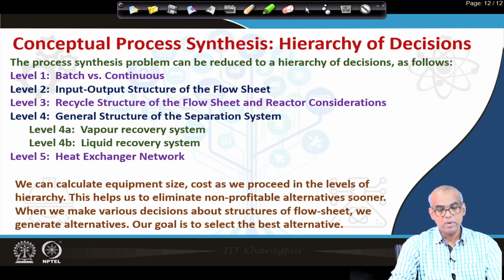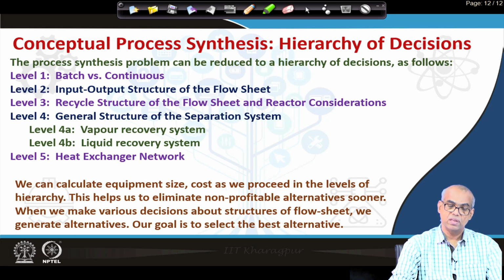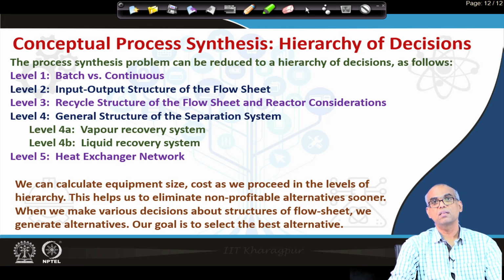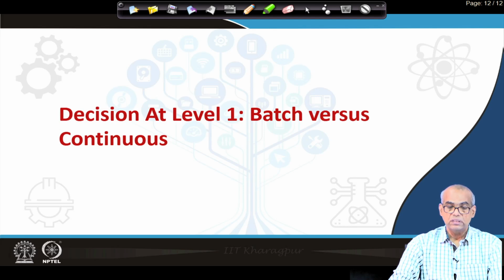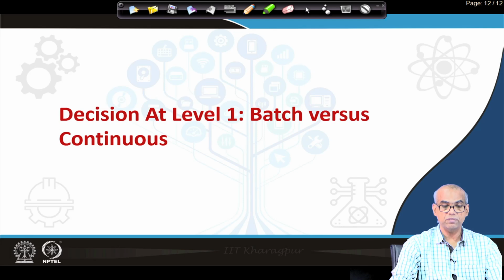We can calculate equipment size and cost as we proceed in the levels of hierarchy. This helps us to eliminate non-profitable alternatives as soon as they appear without going further down in the design process. When we make various decisions about the structure of the flow sheet, we essentially generate alternatives, and our goal is to select the best alternative. Now, we start our discussion on the decision at level 1, which is batch versus continuous.